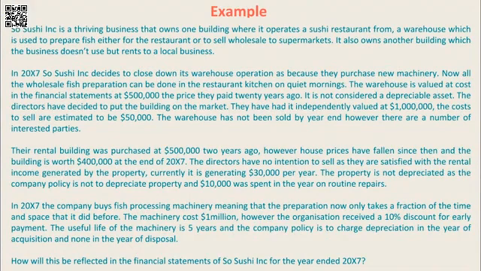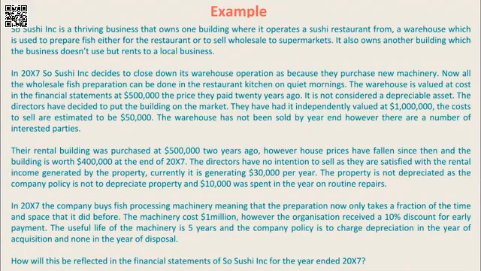In 20X7, Sushi Inc. decides to close down its warehouse operation because they purchased new machinery. Now all the wholesale fish preparation can be done in the restaurant kitchen on quiet mornings. The warehouse is valued at cost in the financial statements at $500,000, the price they paid 20 years ago. It is not considered a depreciable asset.